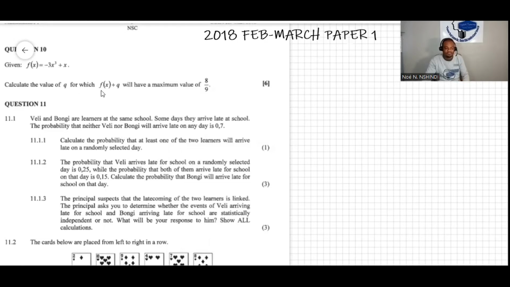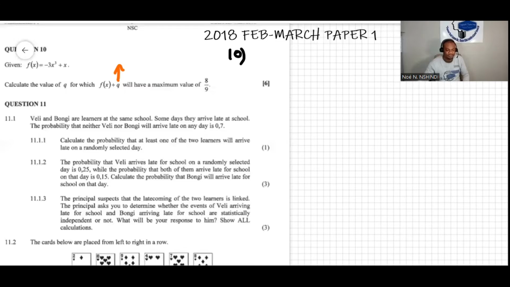When they say f of x plus q, the positive q here stands for the vertical shift. It's the same function as f of x but shifted upward or downward, so it shifts vertically, up or down. Now it means it will have the same maximum x value. Now we do know that the maximum, right here, question 10.